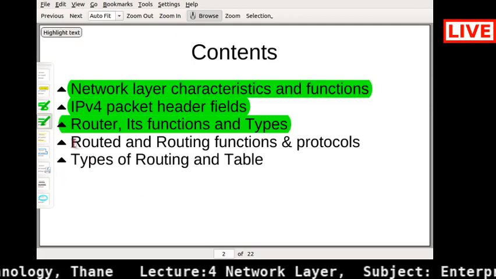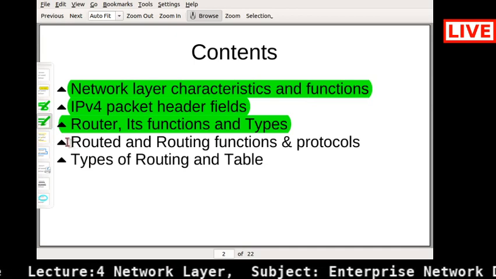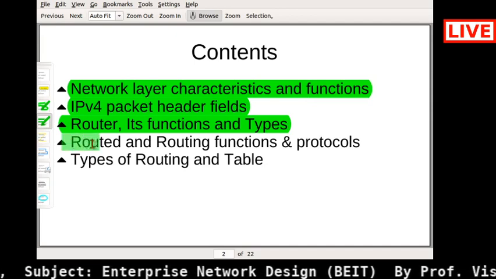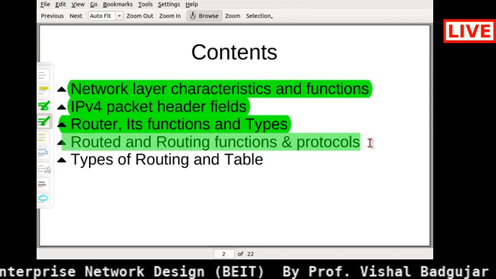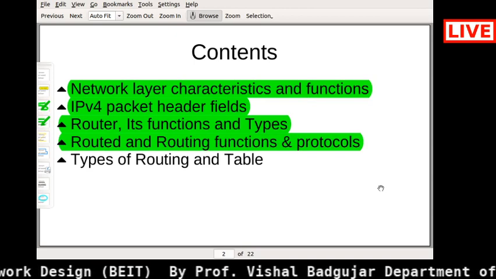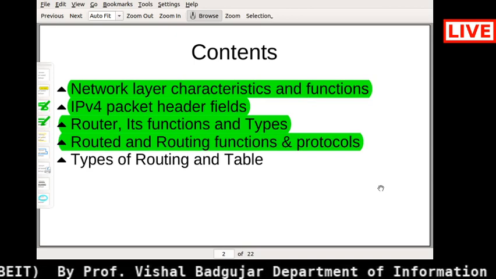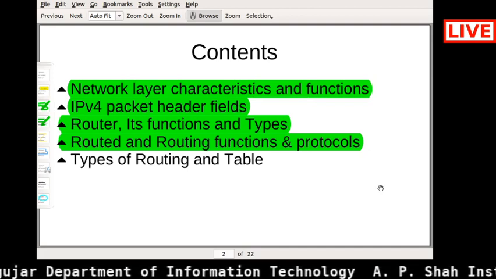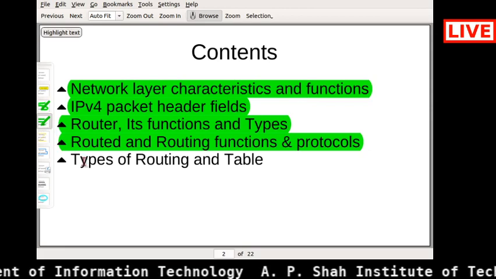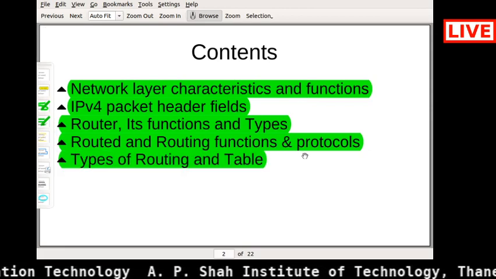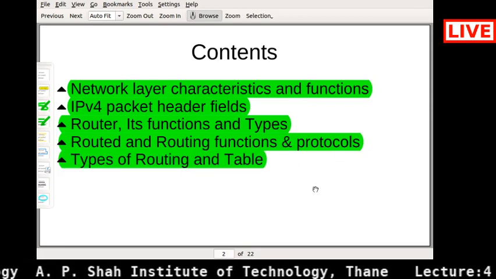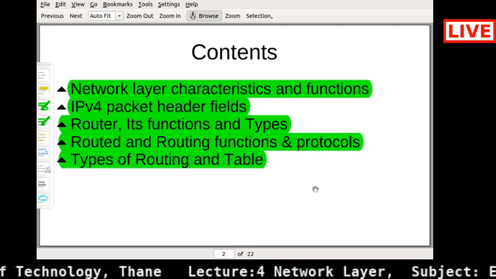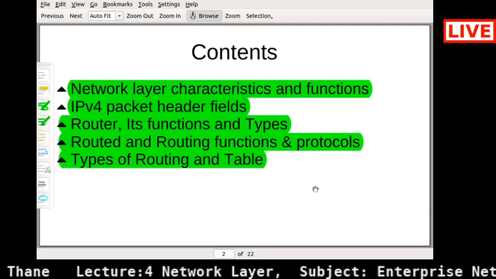After that we will move forward to what we mean by routed protocols and routing protocols, and the different functionalities between both, and the different protocols under each. We will also see that with the help of some examples. After that, the different types of routing and the routing table, which is a very important concept with respect to the network design lab. All these things we will see today.